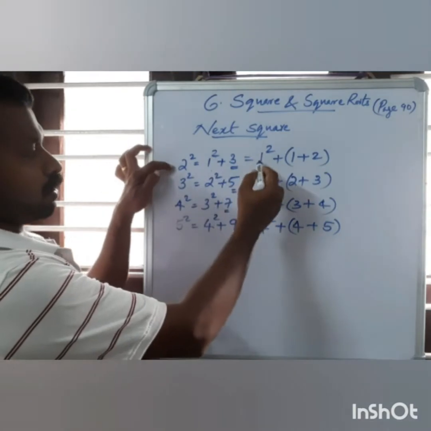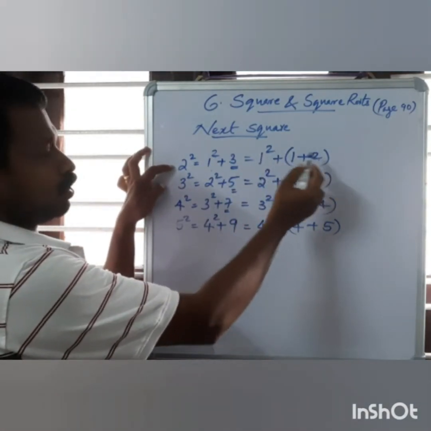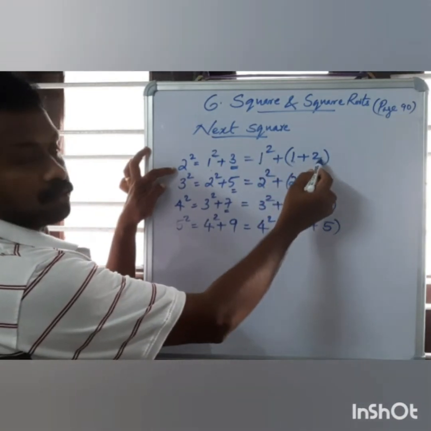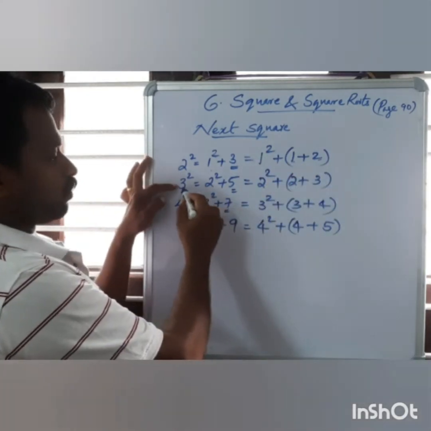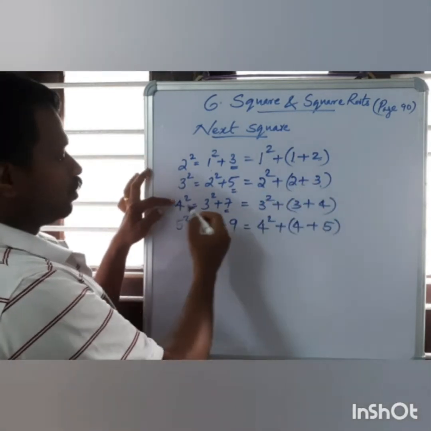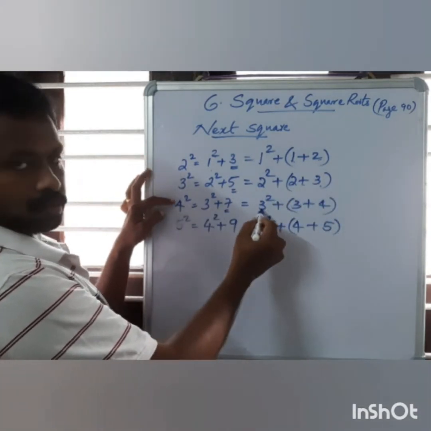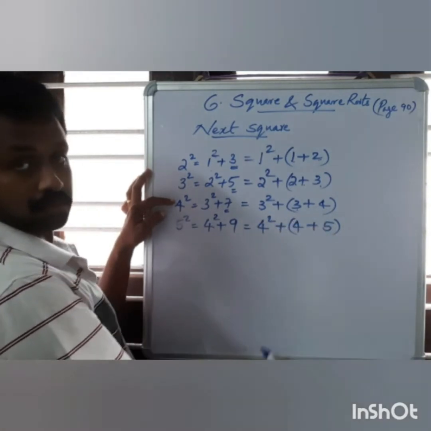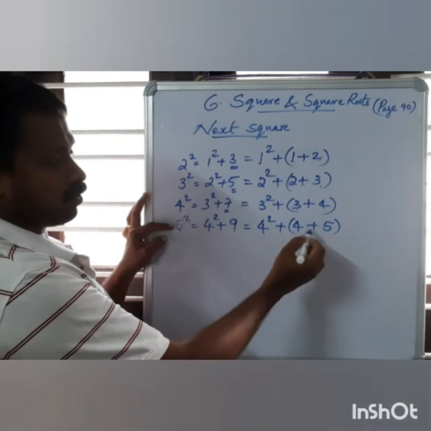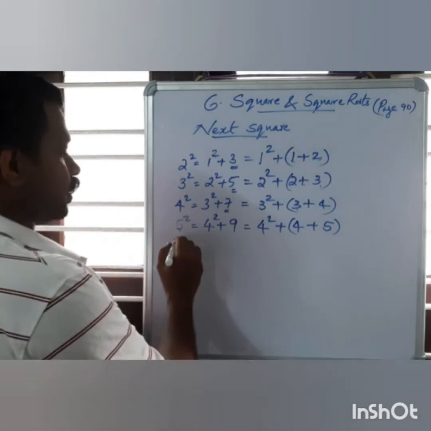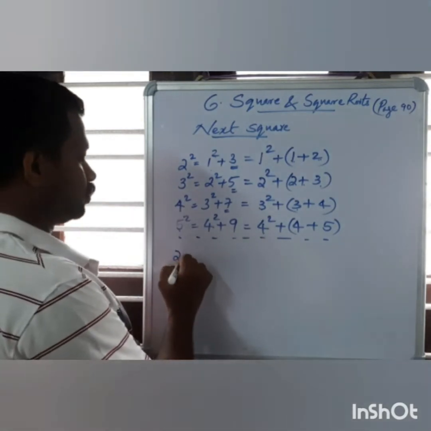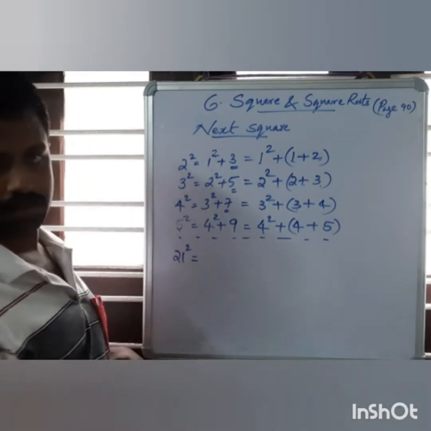2 square is 1 square plus 1 plus 2. 2 square is 1 plus same one, then 1 is added. Then to find out 3 square, it is 2 square plus 2 plus 3. To find out 4 square, it is 3 square plus 3 plus 4. 5 square you can find out 4 square plus 4 plus 5. So if you continue the pattern like this, what is the answer of 21 square?